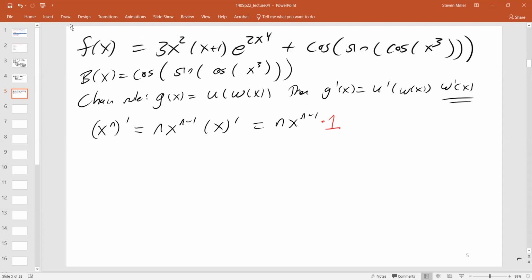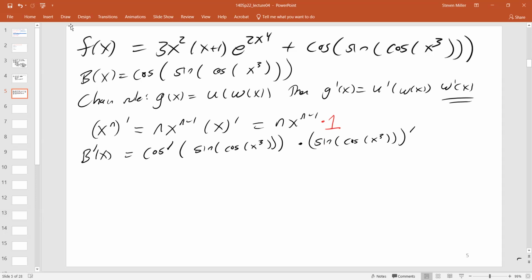So I could go through this very, very slowly, or I'm just going to try to do it a little quickly. So b prime of x is going to be cosine prime at sine of cosine of x cubed, times the derivative of sine of cosine of x cubed. I'm just doing the chain rule: derivative of the first, evaluated at the second, times the derivative of the second. It makes sense that it's u prime at w of x. It can't be u prime of x because initially I had u at w of x. So if I'm evaluating u at w of x, I should be evaluating u prime at w of x. That's the second most common mistake: people evaluate u prime at x, not at w of x. All right, what's the derivative of cosine?